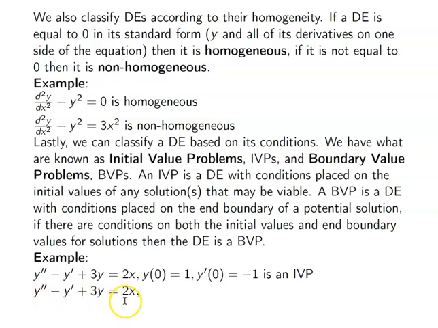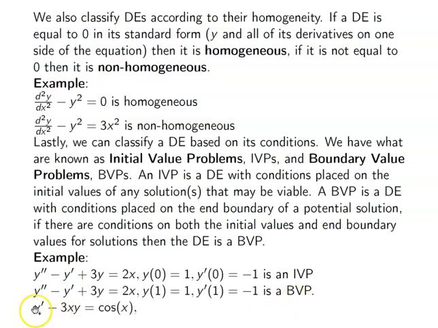Okay, I have the same function. Here, this is not at 0, so this is at a boundary. Okay, this is a boundary condition. And so at that same boundary of x equals 1, my derivative should have an output value of -1. So this is a boundary value problem.